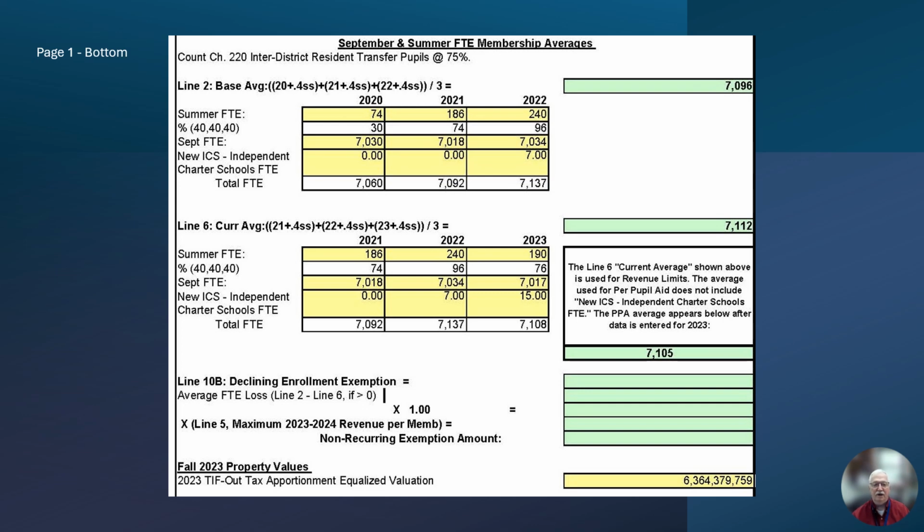Line 10B shows the declining enrollment exemption computation. If the new 3-year rolling average is less than the prior 3-year rolling average, the district is eligible for a declining enrollment exemption, and the spreadsheet will automatically calculate that amount, which would be used on page 2.